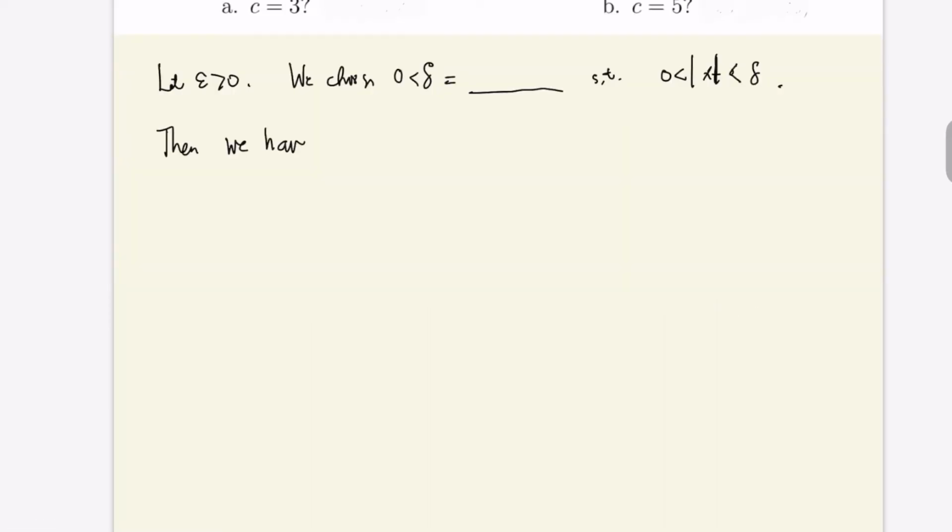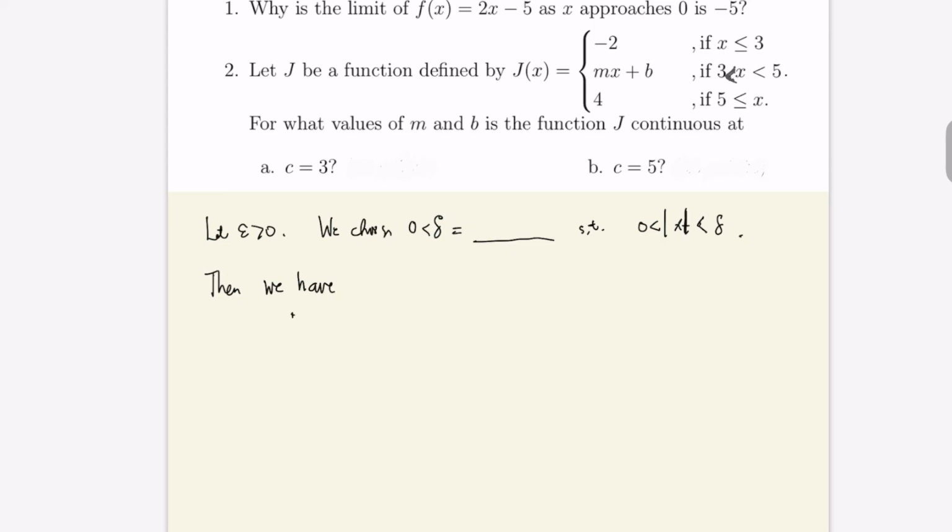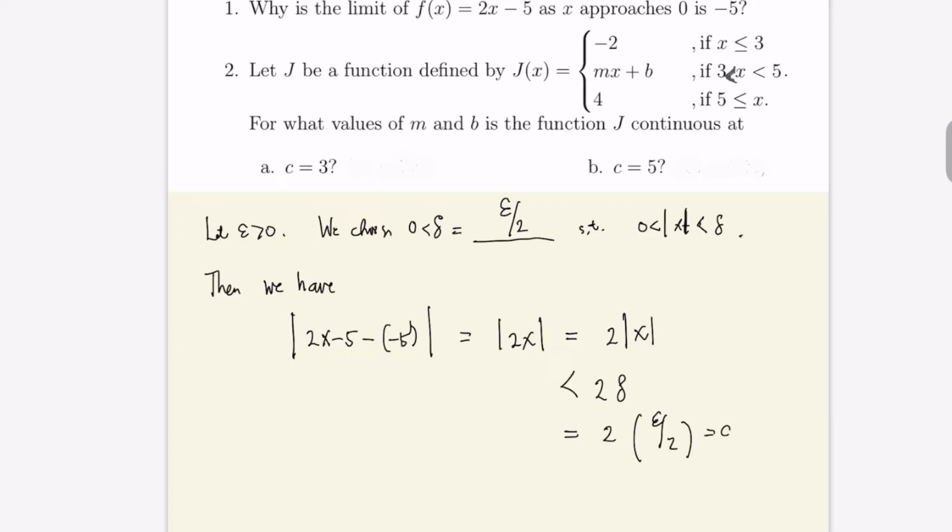So, then we have, ang mangyayari dito, f of x, so that's 2x minus 5 minus negative 5. So, this is 2x na lang. So, extracting 2 out from the absolute value, magiging ganyan. So, therefore, this is less than 2 delta. So, ibig sabihin, delta is epsilon over 2 para pwede kong palitan 2 as epsilon over 2, which is equal to epsilon. Therefore, the limit of 2x minus 5 as x approaches 0 is negative 5.